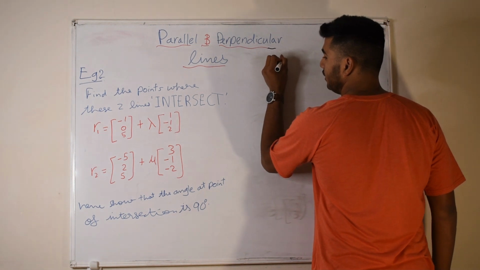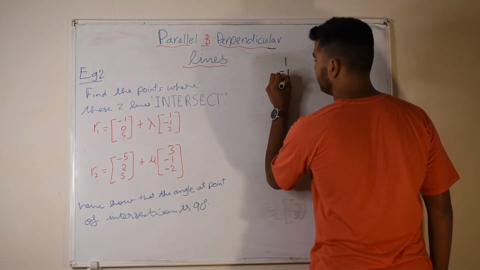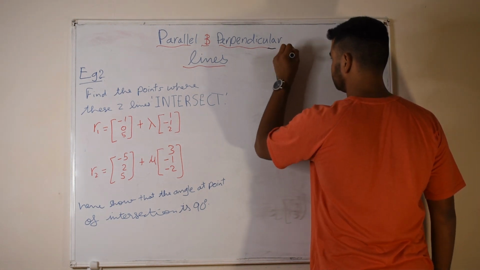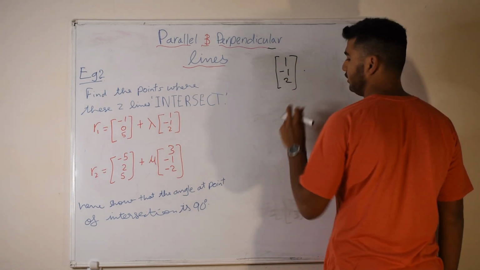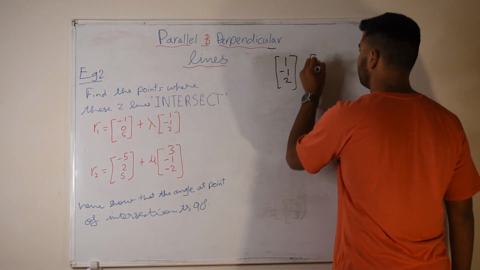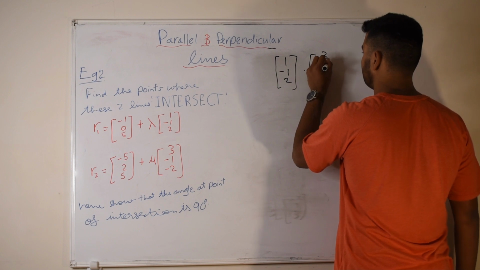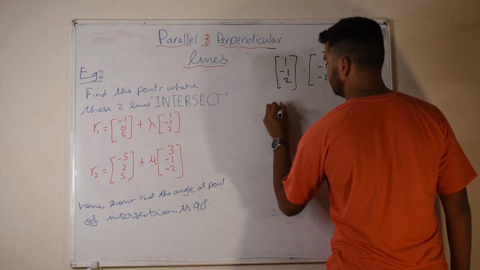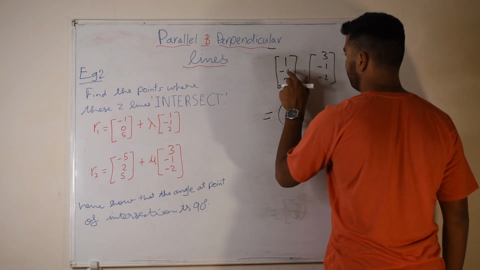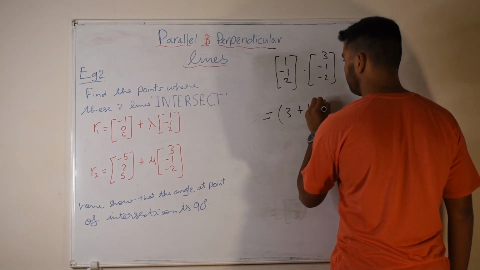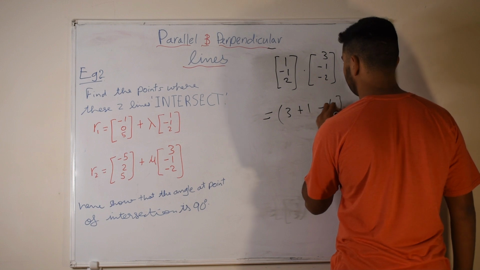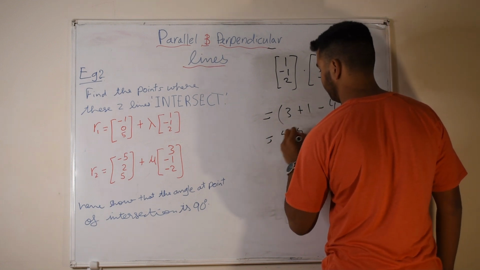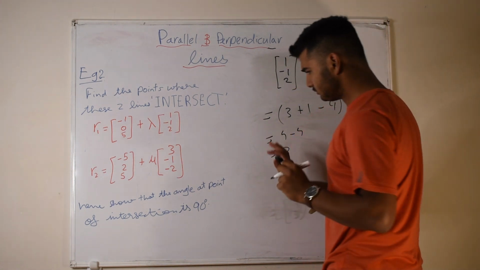We have 1, negative 1, 2, dot, we have 3, negative 1, negative 2. 1 times 3 is 3, plus negative 1 times negative 1 is 1, minus 4. 4 minus 4 equals 0.